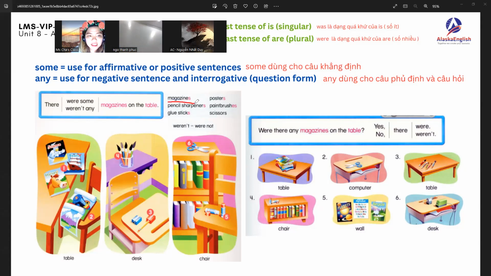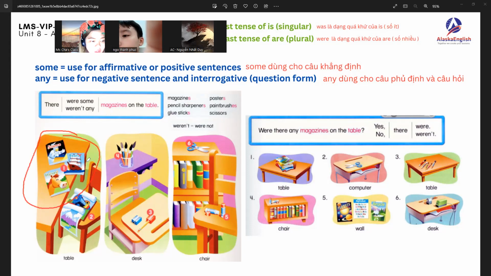Kindly read the following words: magazines, posters, pencil sharpeners, paint brushes, glue sticks, scissors.